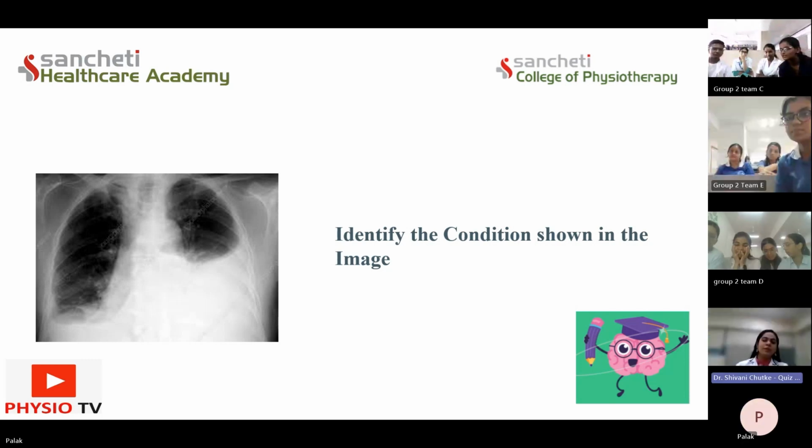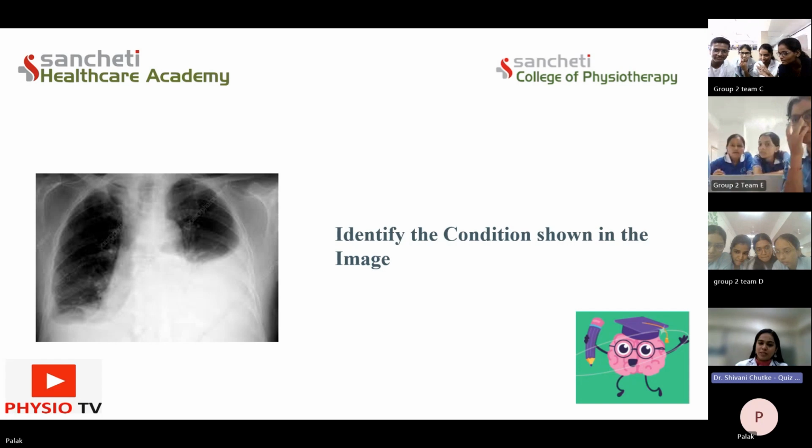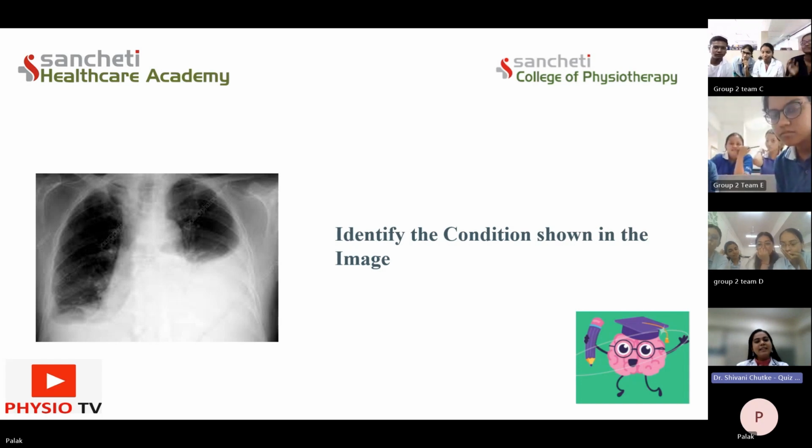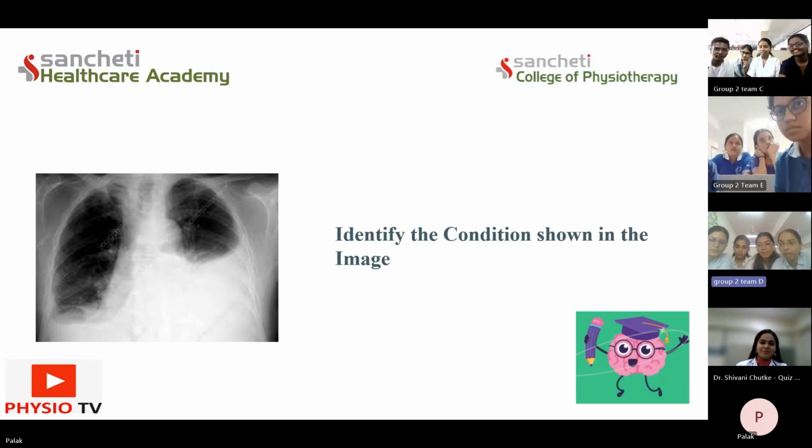Okay, after this round, coming to your scorings, team C we have at 60 points. Congratulations, team C. Team D we have at 40 points. Congratulations, team D. Team E we have with 50 points. Congratulations, team E. So unfortunately, team D is with the lowest points, and team C and team E will be moving ahead for the further rounds. I would like to request team D to kindly leave the group. You all did a great job. Congratulations on that. Thank you, ma'am.